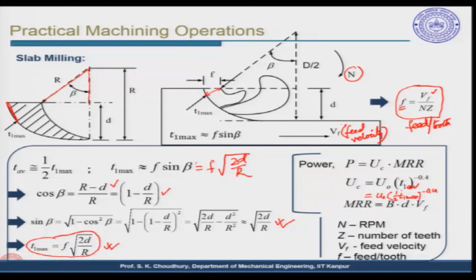Material removal rate is the same, that is the area into the velocity. This B into D is the area, and the velocity is the Vf, which is the feed velocity, as shown here. So, the concept in all these things remains the same: the product of the UC and the MRR gives us the power, and the product of the area and the velocity gives us the MRR.